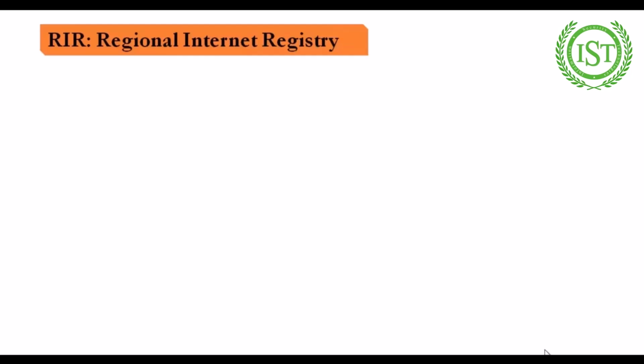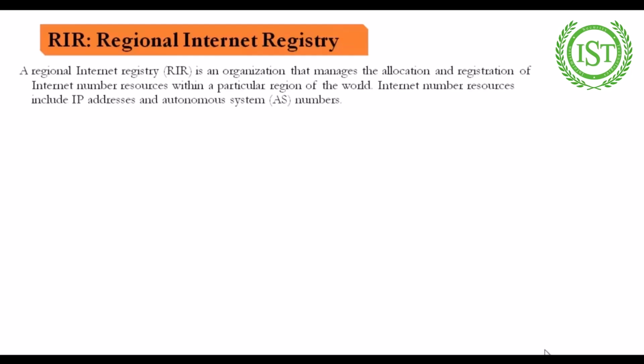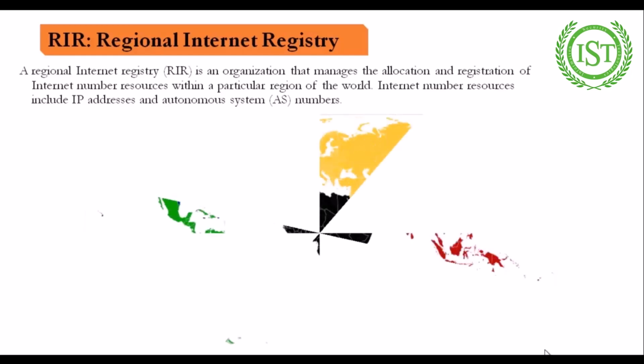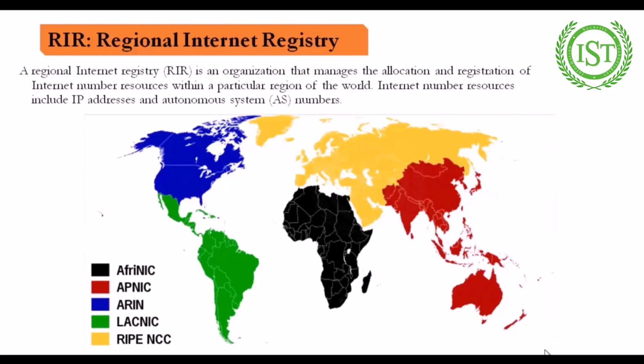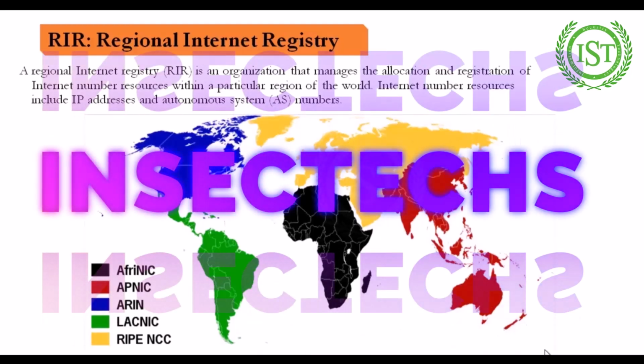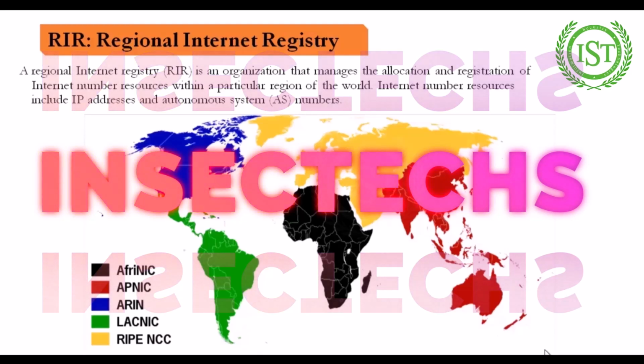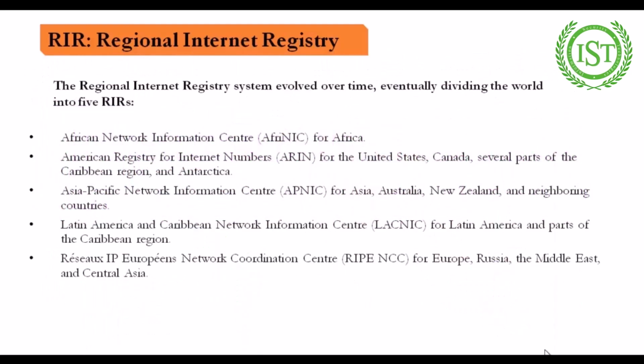And the next one is RIR, which stands for Regional Internet Registry. To reduce the difficulties in organizing the above functions, which we have discussed in the previous slides, an organization called RIR has evolved that manages the allocation and registration of IP addresses and autonomous system numbers within a particular region of the world. Currently, we have 5 RIRs all across the globe, which are AFRINIC, APNIC, ARIN, LACNIC, and RIPE-NCC. Let us see what they are.